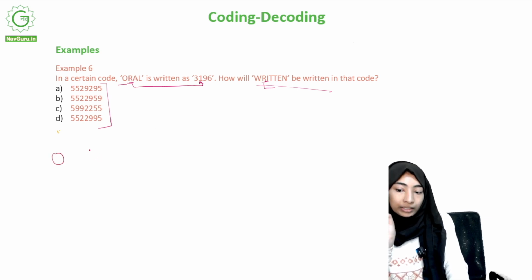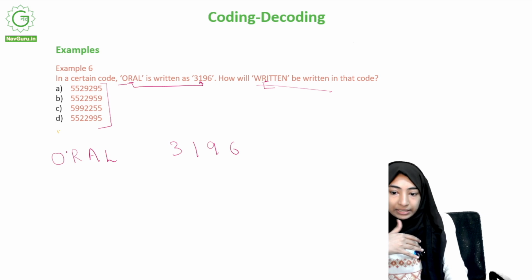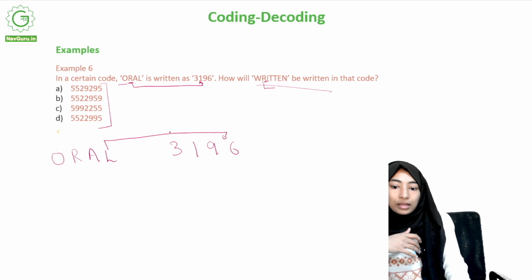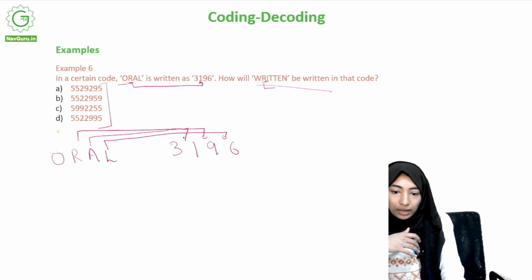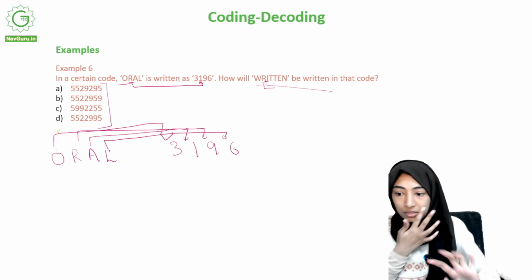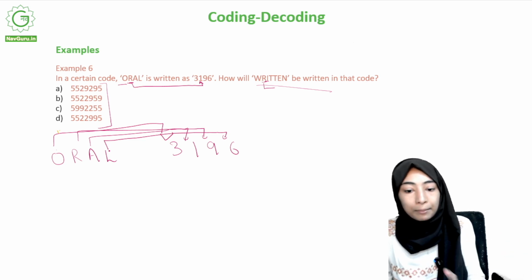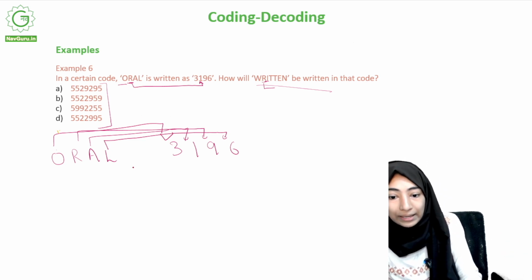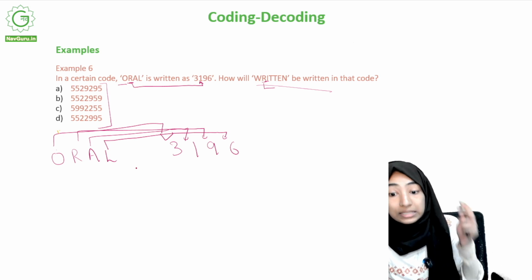Another very famous form of question is, I'll show you. What we have been expecting is that if you have L here, L will have a correspondence with 6, A will have a correspondence with N, R will have a correspondence with 1, O will have a correspondence with R, right? This is what we have been expecting to happen.